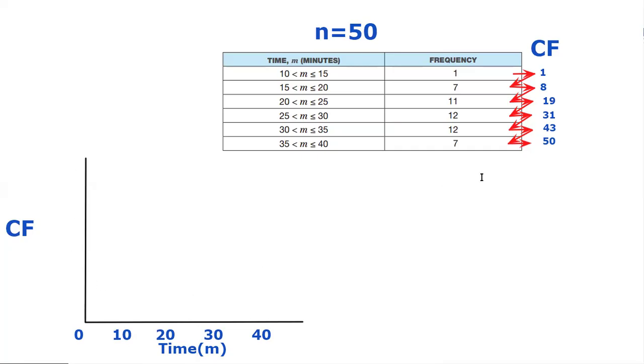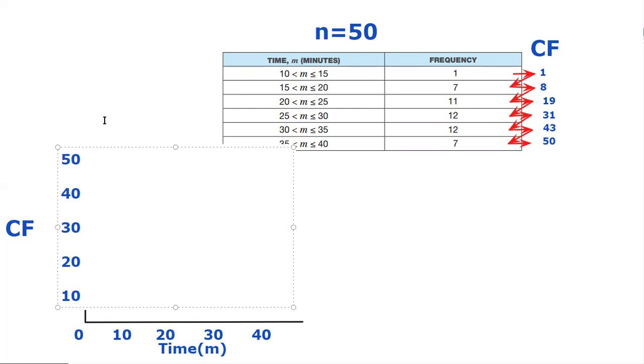Now here, the cumulative frequency, I noticed that the cumulative frequency starts with 1, ends with 50. It means I have to end with 50 here. So I'll make it 50, 40, 30, 20, 10, and I have the 0. Now I have the numbers ready. I can use them to find the coordinates.